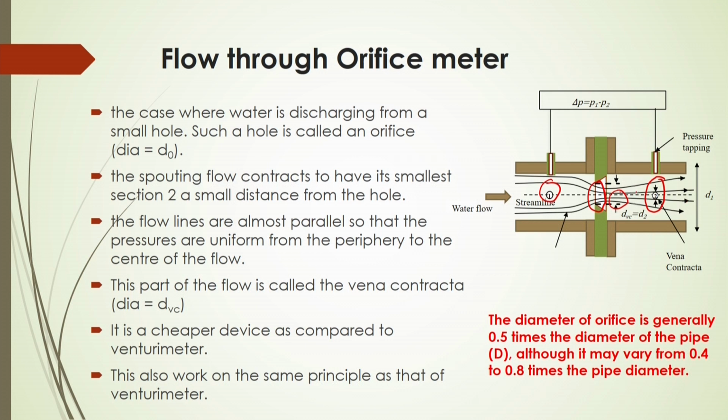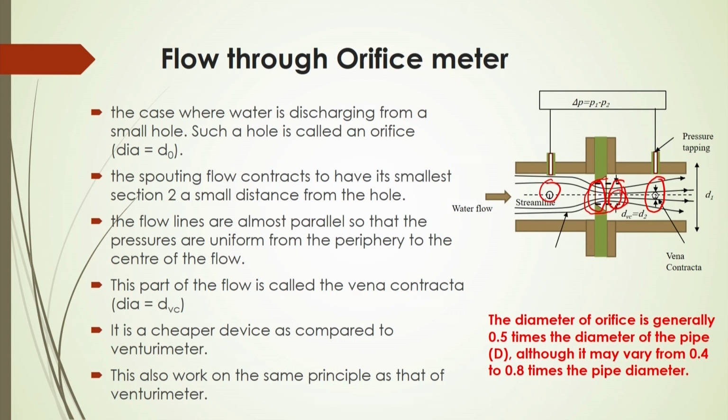It is shown in the figure here, which portion is the vena contracta. This is your vena contracta, this portion. This vena contracta is sometimes lengthy, extending to a certain distance. The diameter of the orifice is generally considered 0.5 times the diameter of the pipe, although it may vary from 0.4 to 0.8 times the pipe diameter. It is a cheaper device compared to the Venturimeter, and it also works on the same principle as the Venturimeter.